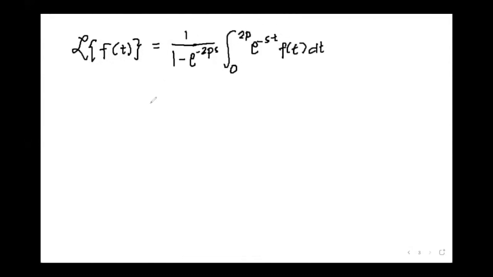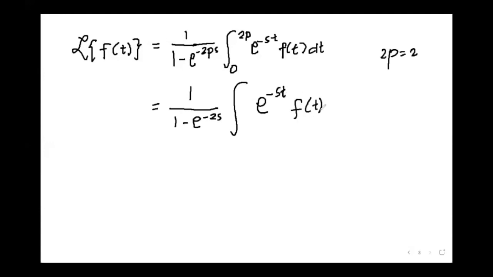Now, we plug in the value of 2p. What is 2p? 2p is equal to 2. So 1 over 1 minus e raised to negative, the value of 2p is 2 times s times the integral of e raised to negative st times f of t dt. So at this case, we did not write first yung value ng f of t since the limits that we're going to use is 0 to 2.